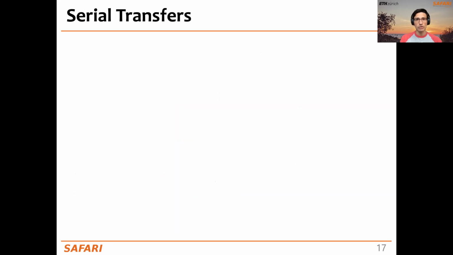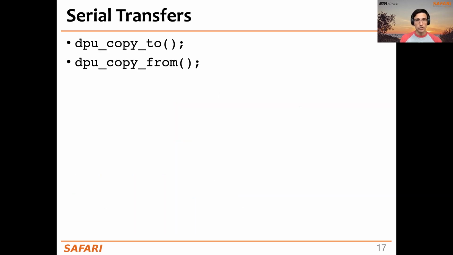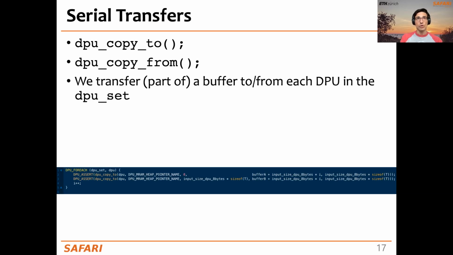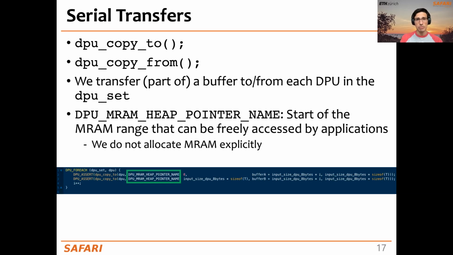Let's start talking about the serial transfers. There are two library calls, dpu_copy_to and dpu_copy_from. The first one copies data to the DPUs, to the MRAM banks. The second one retrieves results from the DPUs. And this is how the syntax of these serial transfers looks. In this particular case, it is for dpu_copy_to. We transfer a buffer to or from each DPU in the DPU set.